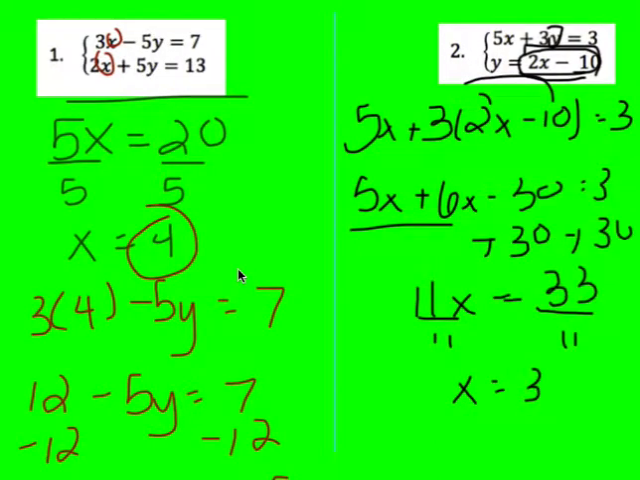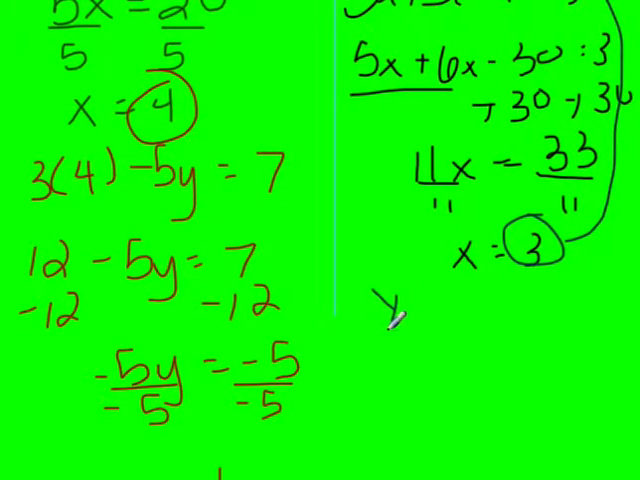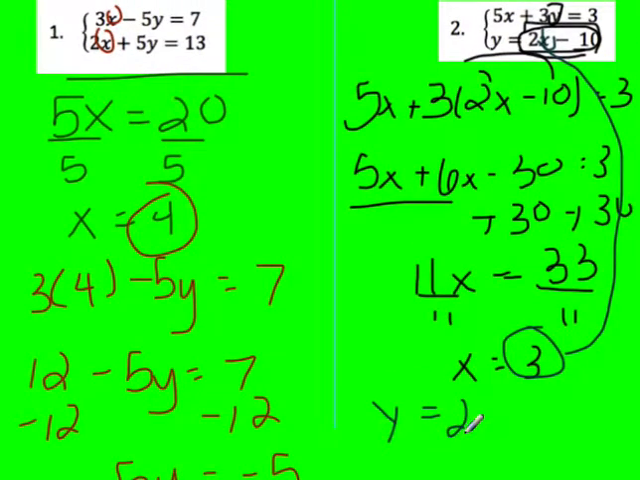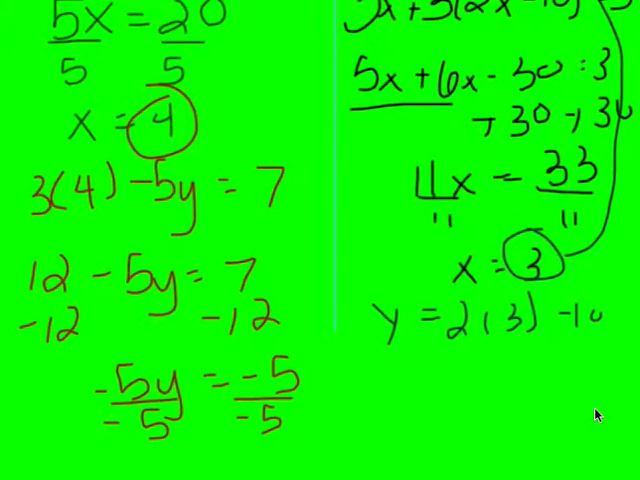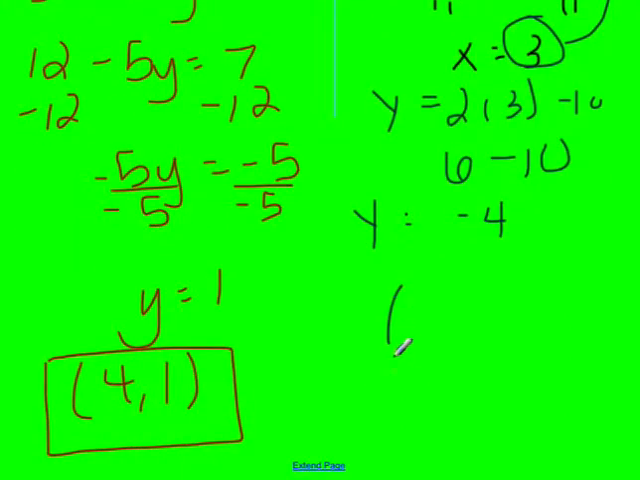So x and 3 are the same thing. Where I see x up here, I'm going to put in 3 instead. So I have y is equal to 2 times 3 minus 10. Instead of writing x, I put 3. Well, 2 times 3 is 6, so I have 6 minus 10. So 6 minus 10 is a negative 4. So y is equal to negative 4. And now I'm going to write that out as a coordinate point: first my x, and then my y.